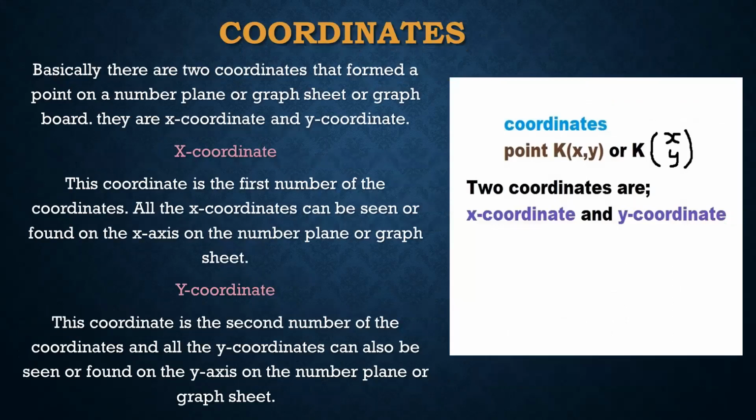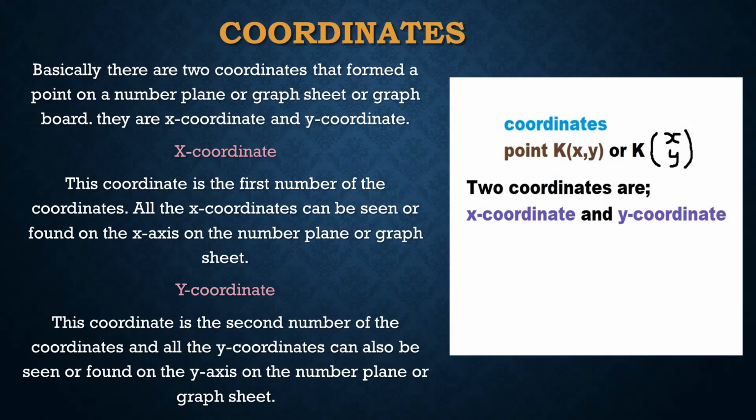Now, once we know our number plane or graph sheet, we must also know the coordinates. Basically, there are two coordinates that form a point. Before you can draw a point on a number plane, graph sheet or graph board, you need to have the two coordinates. They are the x coordinate and the y coordinate.